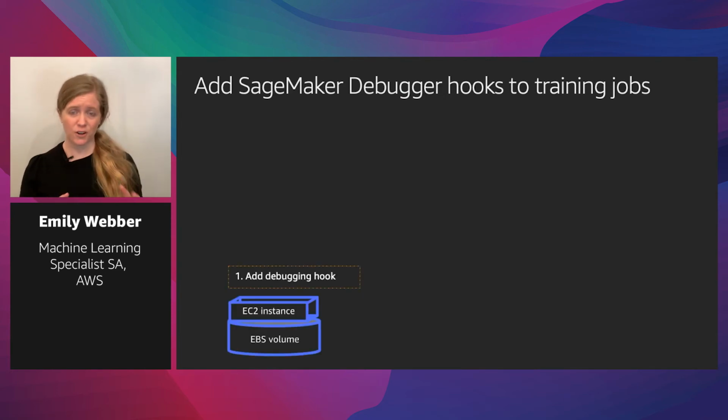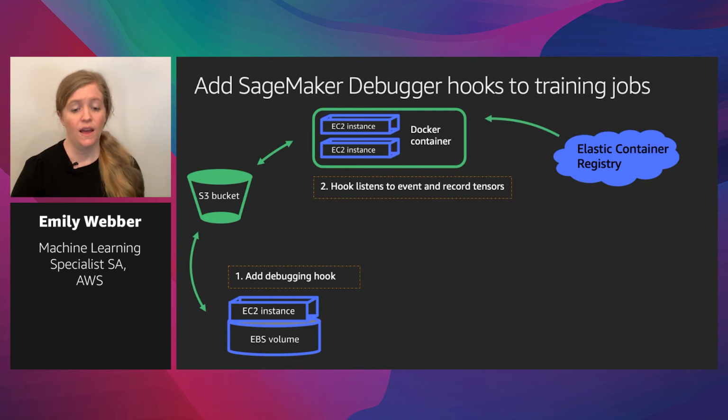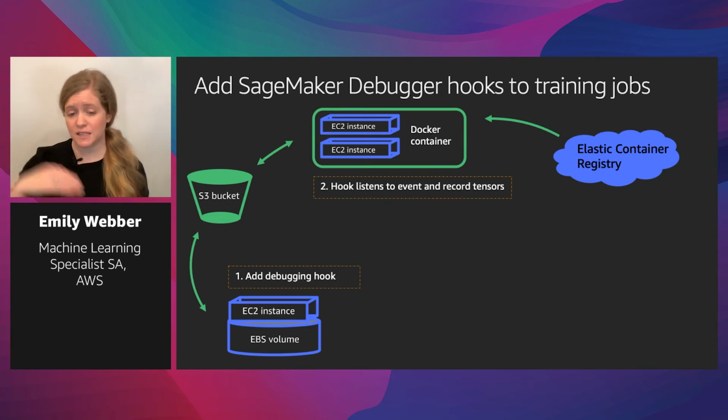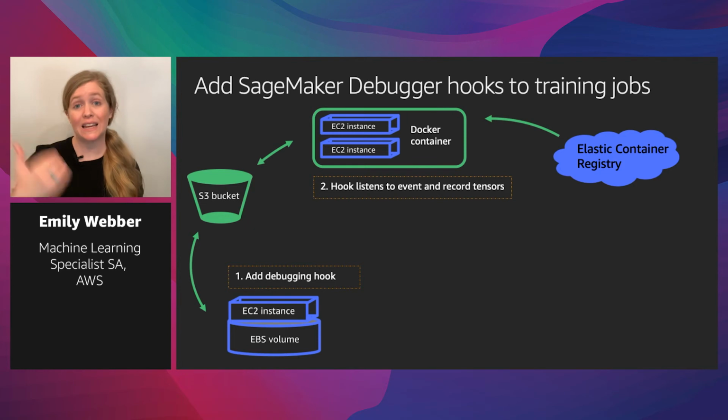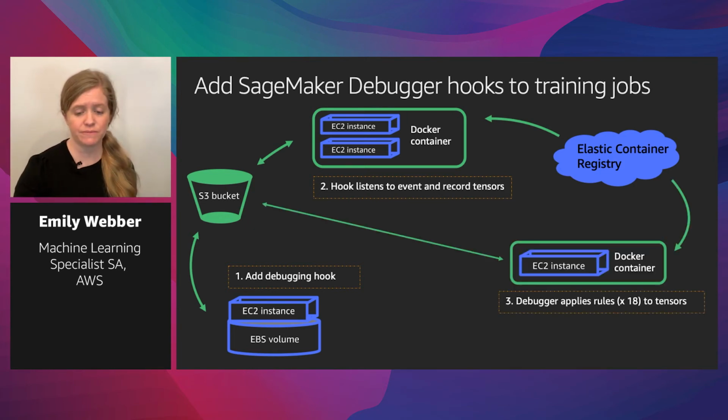We can also add SageMaker Debugger hooks to our training jobs. So we're going to start on our notebook instance, and then we're going to want to add this debugging hook, or from Studio, right? Fully compatible. After that, SageMaker is going to run a new training job, right? So we've got this new EC2 instance coming online. We've got the model coming in from ECR, and then the debugger hook is going to be listening to events. And so it's actually recording tensors, literally recording the tensors themselves. Once the tensors show up on that training job, they're going to get landed back in S3. They're actually copied from that cluster to S3.